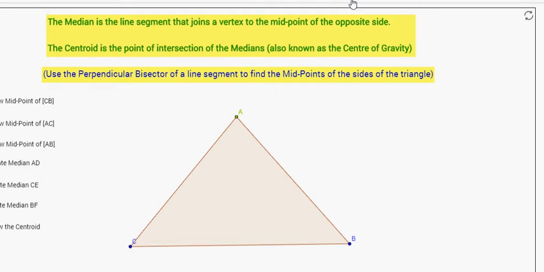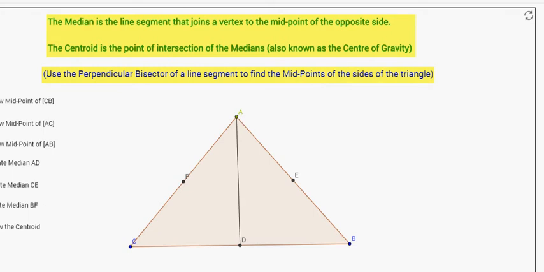Now a median is the line segment that joins a vertex to the midpoint of the opposite side. So the centroid is the point of intersection of the medians. So for example, we'll show the midpoint of CB here. So the midpoint of CB would be this point here. Now I'll show you how to find that midpoint in a second, but the median then, well, this would be the midpoint of AC, and this would be the midpoint of AB.